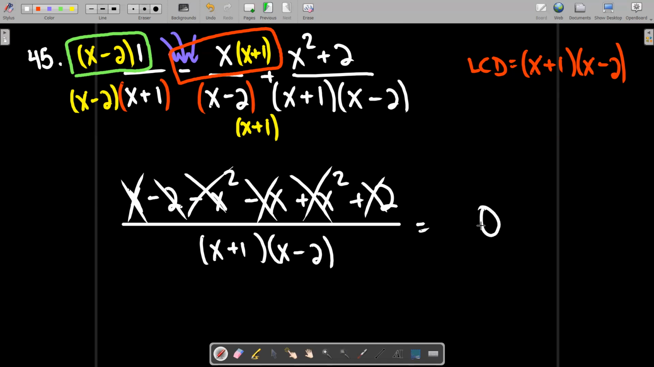When all the dust settles on this problem, you basically wound up with a top that equals 0. And of course, 0 over anything just equals 0. So that's why overall we would just put 0.